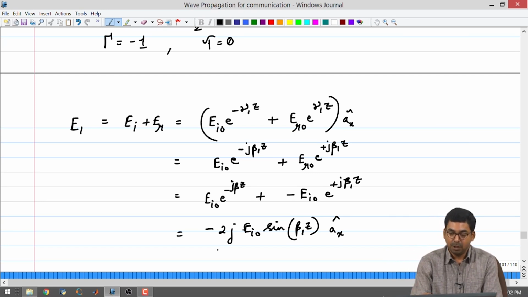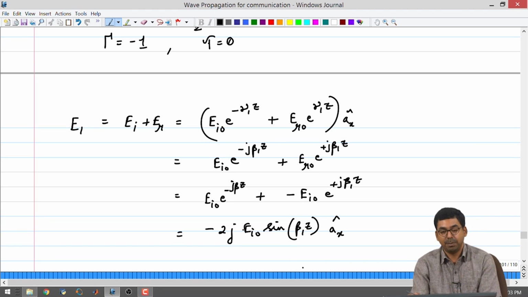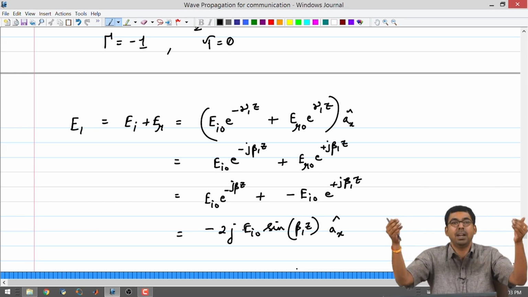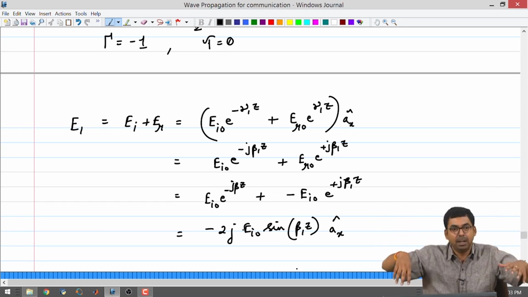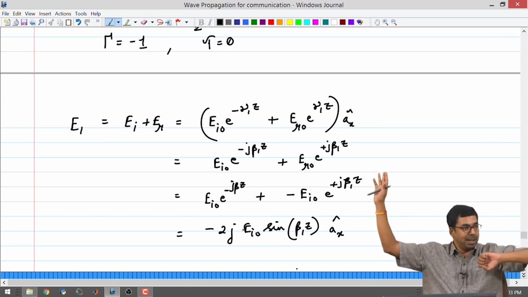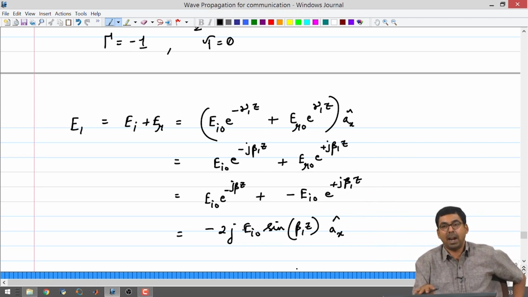So, this means that you will have a total wave in medium number 1 that looks like it has nodes and antinodes. In other words, you will have standing waves in medium 1, and because the reflection coefficient magnitude is equal to 1, it is a perfect standing wave, meaning the node is exactly 0, the minimum is 0, right? If it is not equal to 1, then you will not have the forward and the backward wave cancelling each other completely. It will not be a 0, and you will have some different voltage standing wave ratio in the case of a transmission line, and a different standing wave ratio in the case of electric fields, okay.